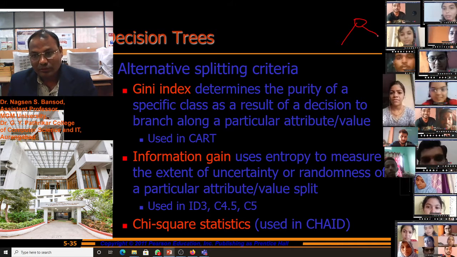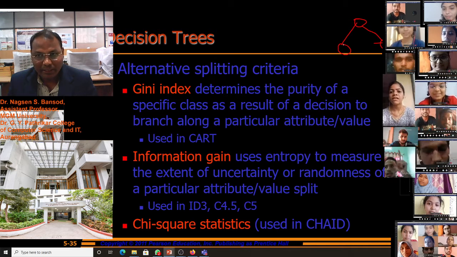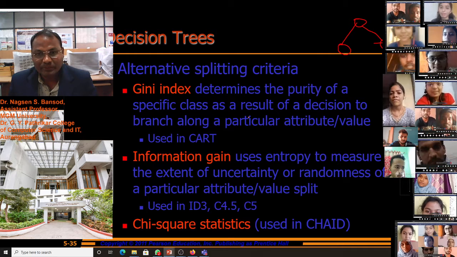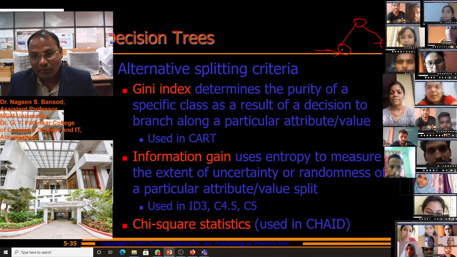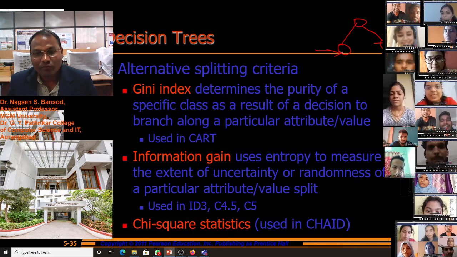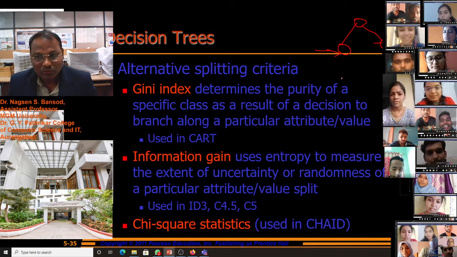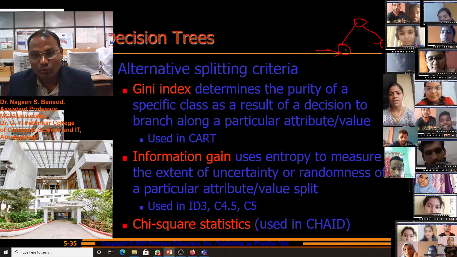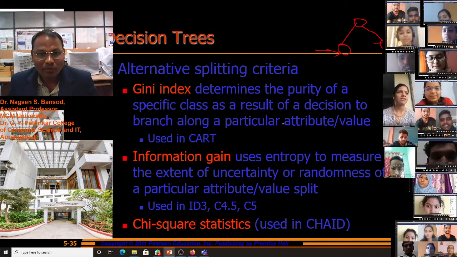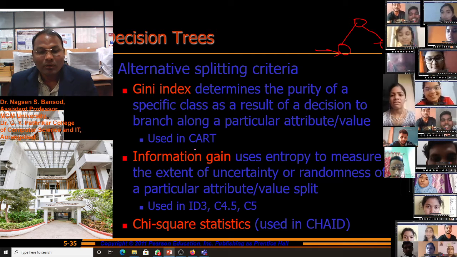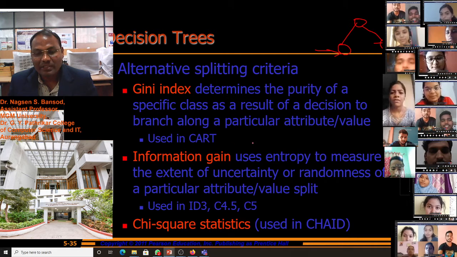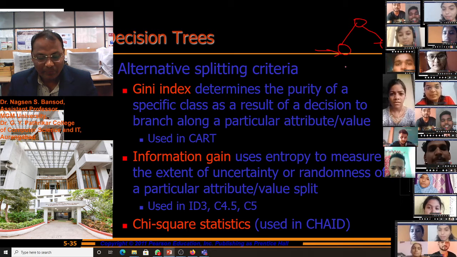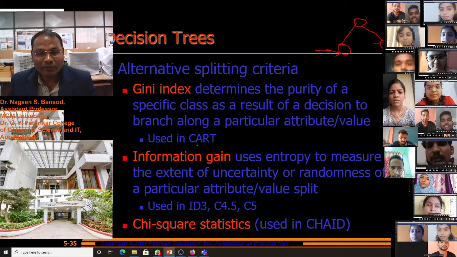Suppose we have a root node and leaf node, and in this the Gini index determines the purity of a specific class. Is this accurate? We have made the leaf of this root node, or the values or attributes of this root node, using CART, which means classification and regression tree.